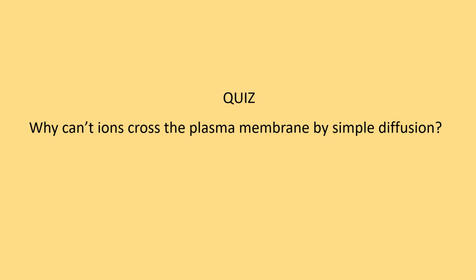Here's a question for you. Why can't ions cross the plasma membrane by simple diffusion? In other words, why can't an ion go directly through the phospholipid bilayer? What's the major reason? Ions are charged, and that phospholipid bilayer does not allow charged substances to pass through. So we need a gated ion channel to allow our ions to cross by facilitated diffusion.